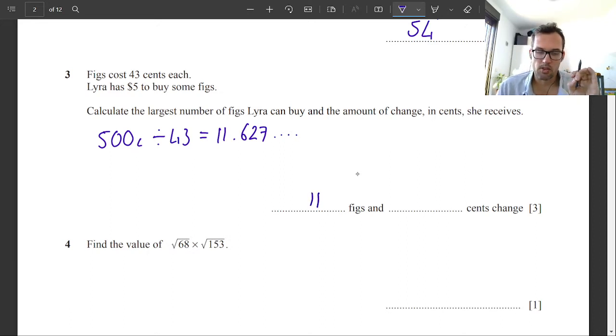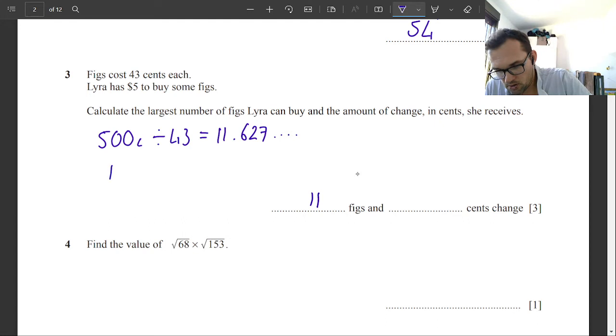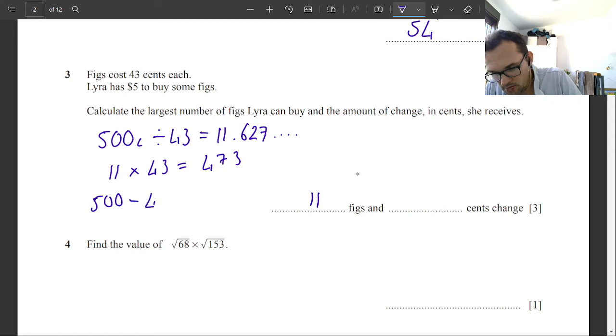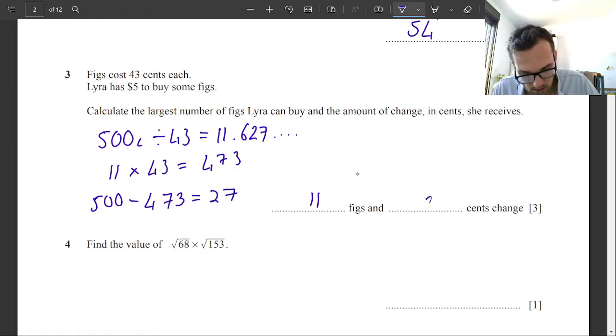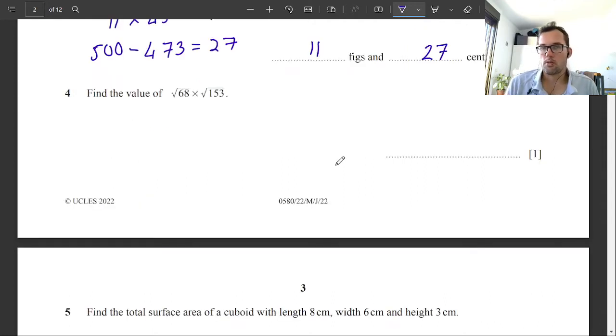Okay, don't let that 0.627 confuse you. That is not the change that is left. How much does 11 figs cost? Let's see, 11 times 43. It costs 473 cents. So of course the change she's got left is 500 minus 473, which would be 27 cents change. We got it.